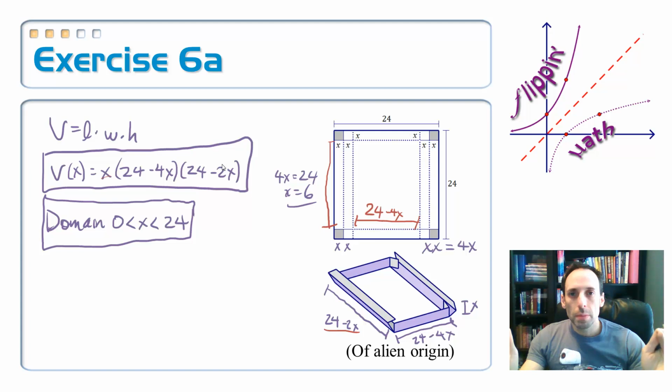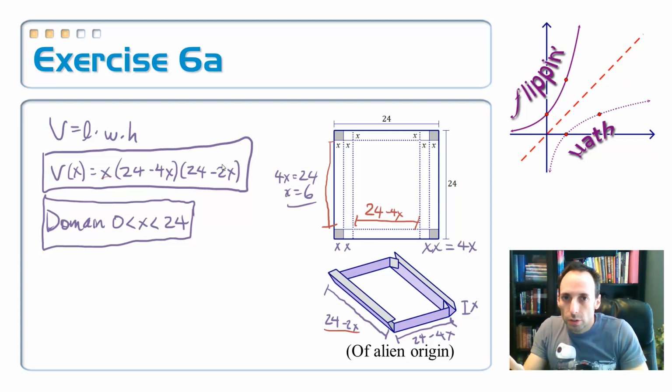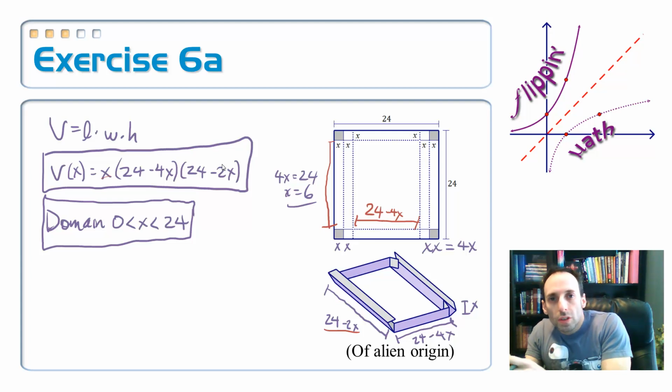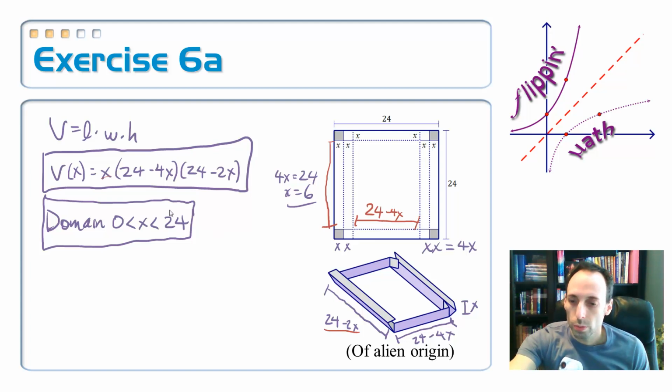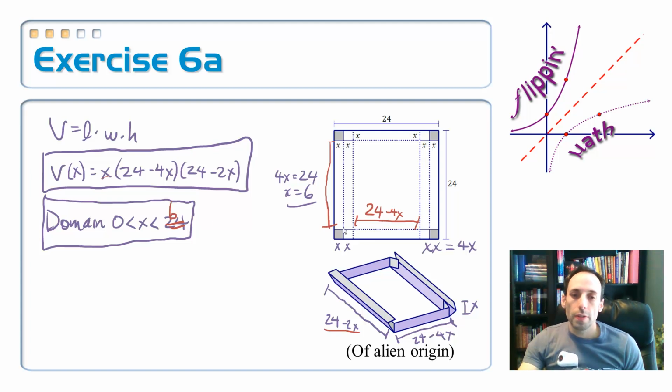Well, the graph is only going to make sense for the values of x. Smallest it could be is 0. Not actually 0, but close to 0, right? Because if I don't cut anything, I just have that sturdy piece of alien material. Okay, and then the highest value is going to be, oh, that says 24. Ooh, that is a mistake. That should be 6. And let me show you how I got that.